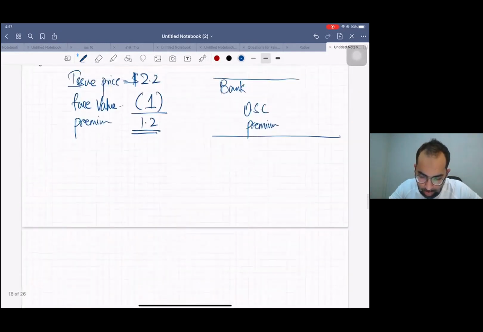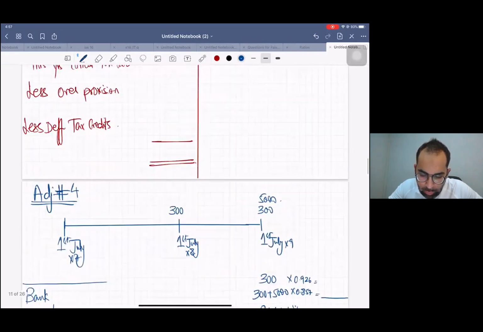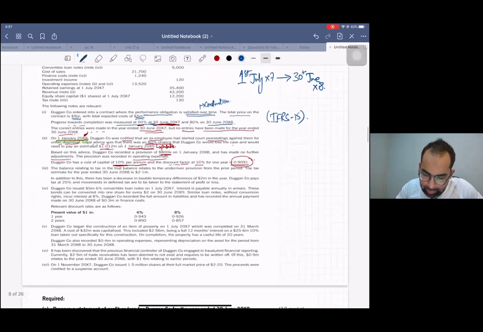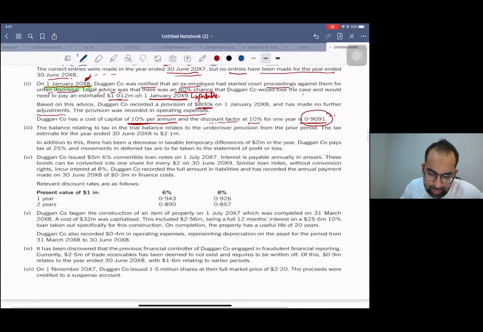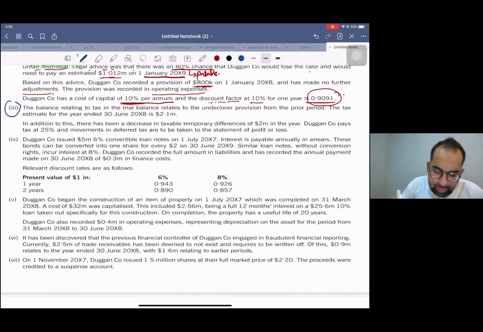Now, let's move on to adjustment number 3, your favorite adjustment. Adjustment number 3 is taxation. Just look at here. You just need to make the packet of total tax. And total tax means the sum of two taxes: current tax and deferred tax.